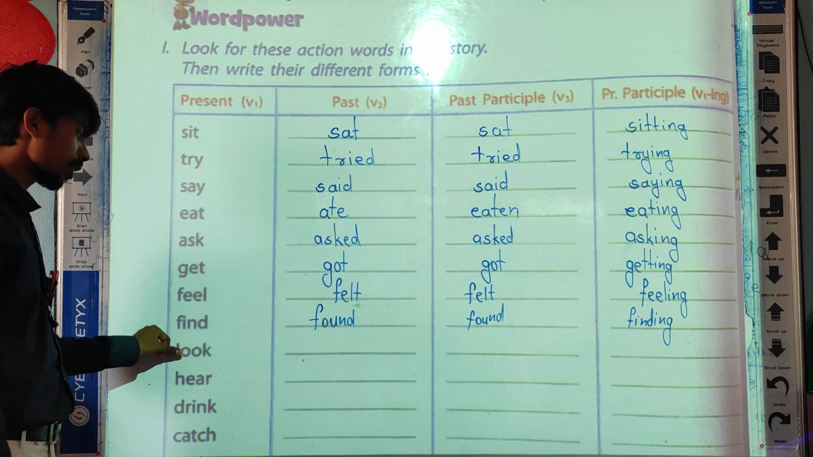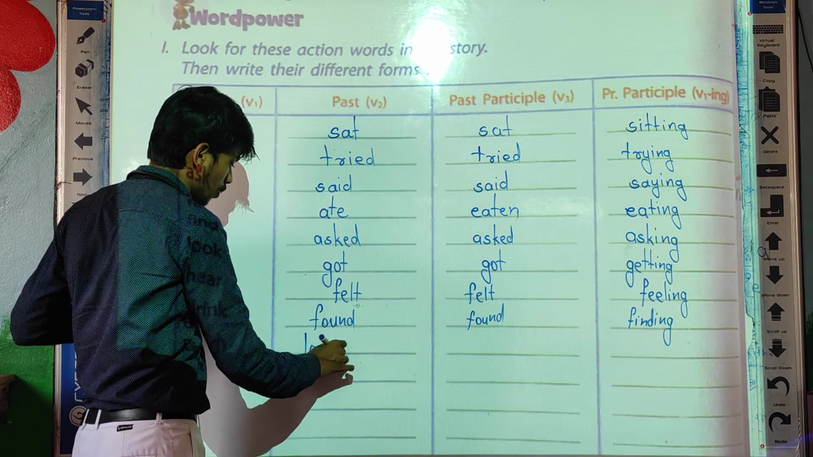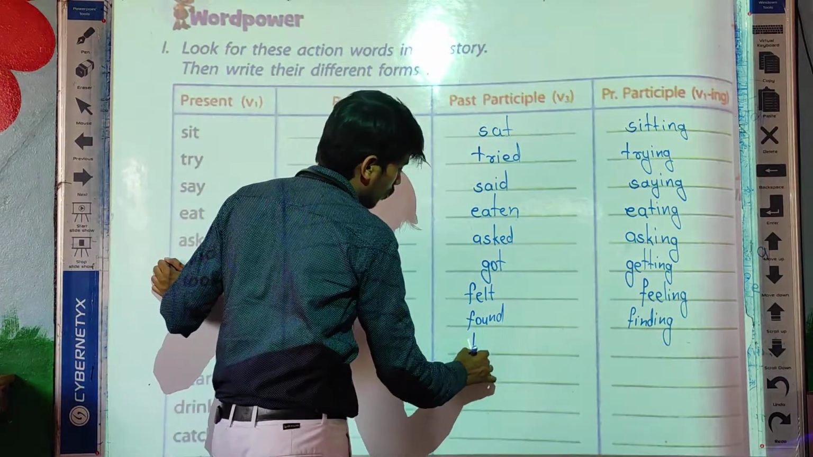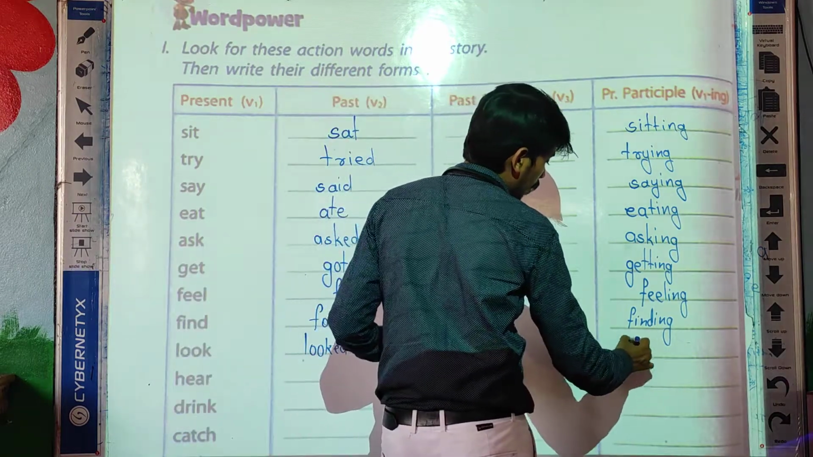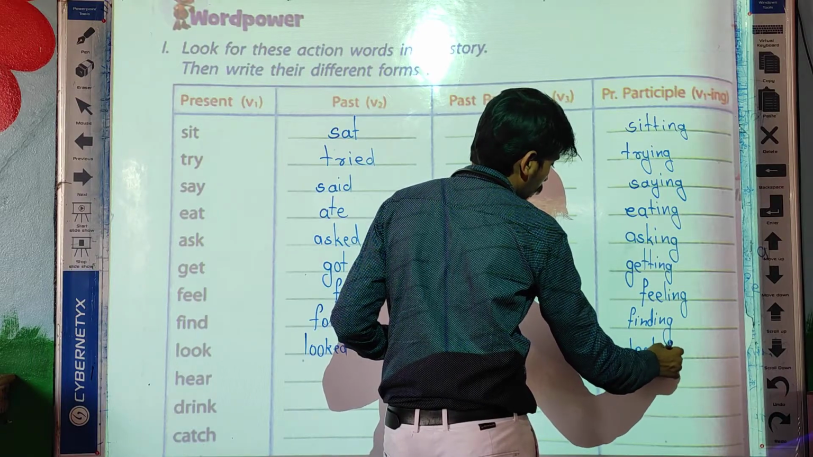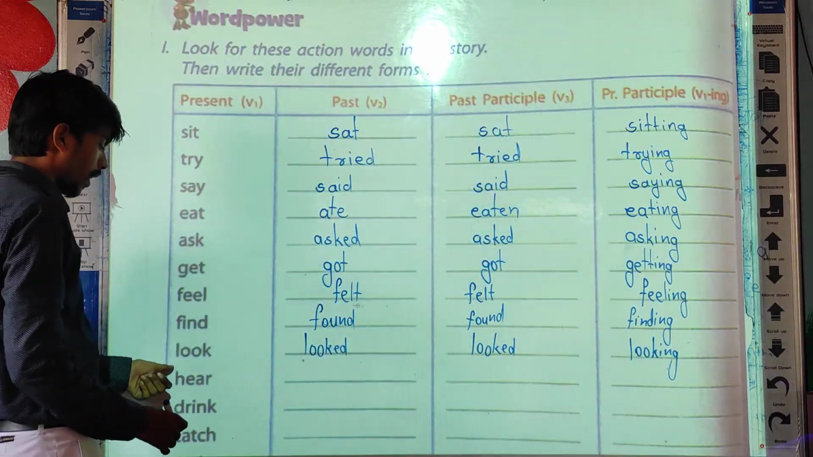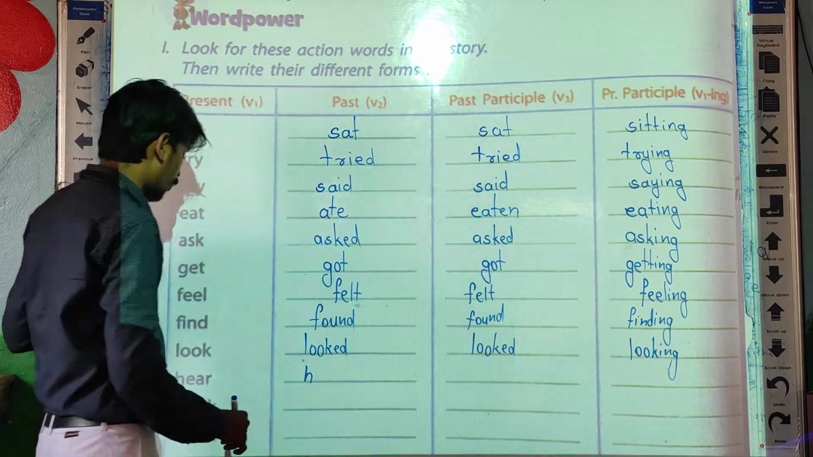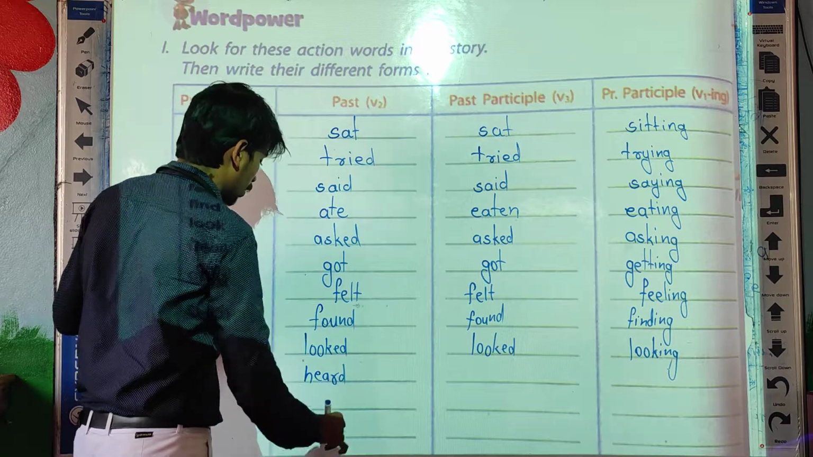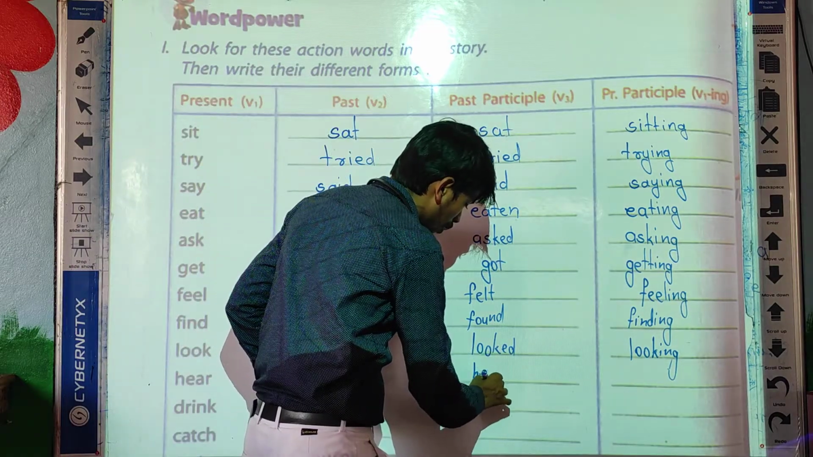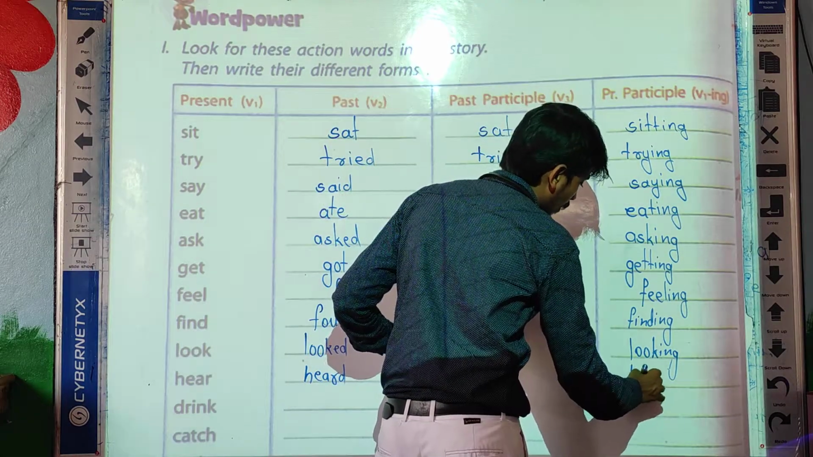Look. Look, past participle also look only, and present participle looking. Here, what is past of here? Heard, heard. Past participle also heard. And present participle hearing.